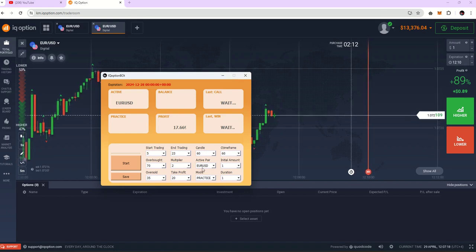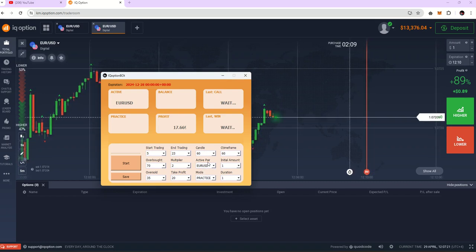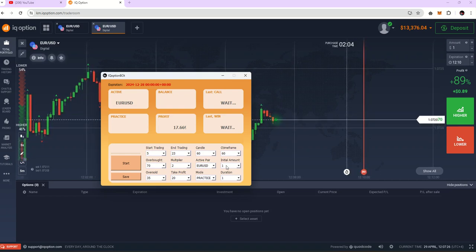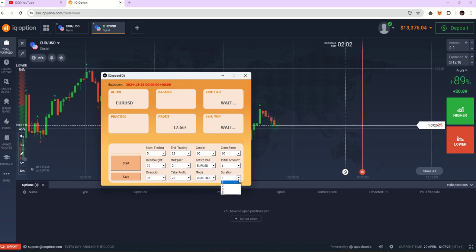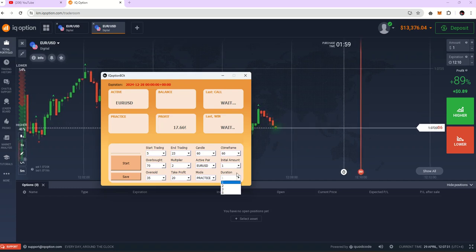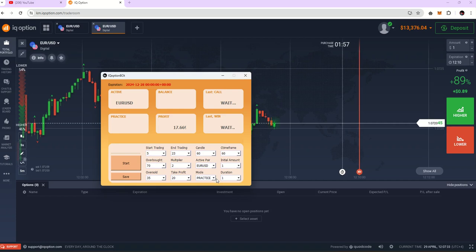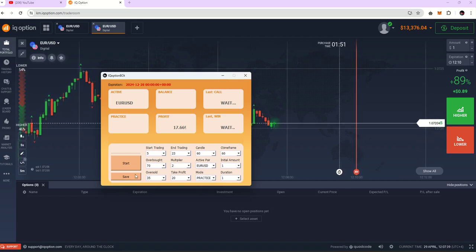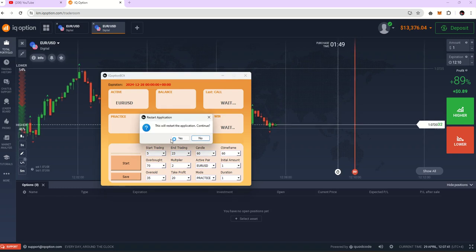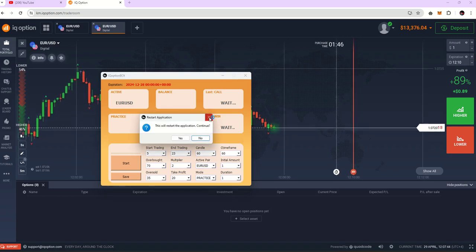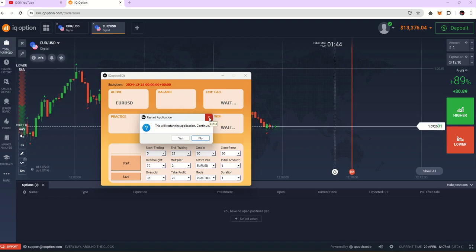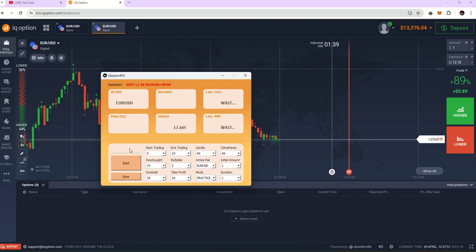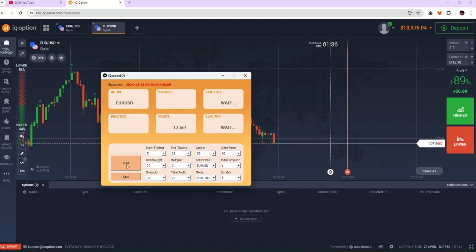This one is the pair that we are trading, the euro and USD, and of course this is the initial amount, in dollars, and the durations are 1, 2, 3, and 5 minutes only. So this is the mode. If you are using a real account, just change to the real account and then save. Then click yes. This will restart the software again and initialize the parameters. So now what you're going to do is press start to start the trading.